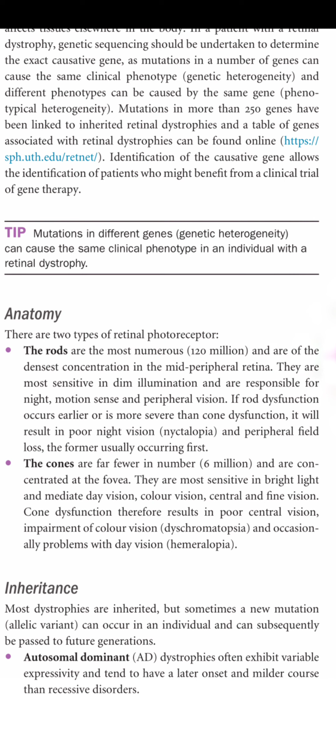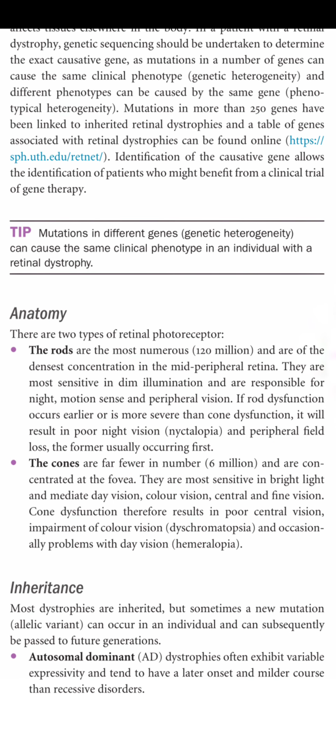Then there are the cones, which are far fewer in number, 6 million, and are concentrated at the fovea, so they are denser at the fovea. They are more sensitive in bright light and mediate day vision, color vision, and central and fine vision. So it is the opposite of the rods. Cone dysfunction therefore results in poor central vision, impairment of color vision, dyschromatopsia, and occasionally problems with day vision, which is known as hemeralopia.